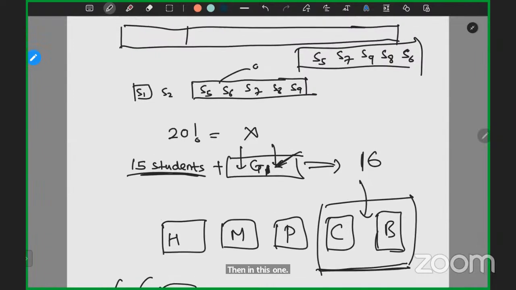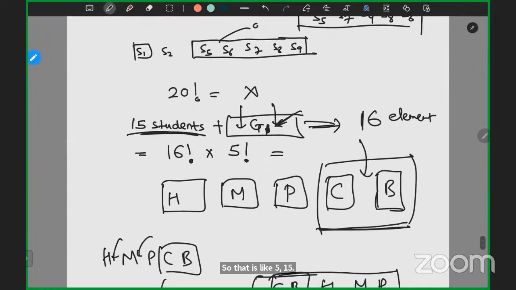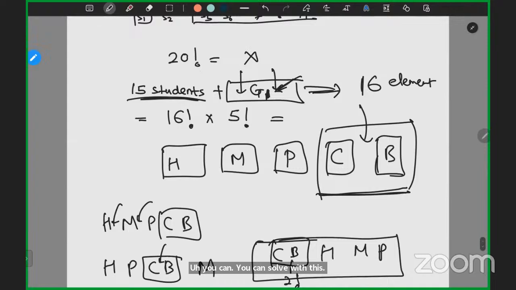Okay, and 15 are just separate things. So in total I had 16 elements, and to arrange 16 elements, I can arrange them in 16 factorial ways. But these 5 can also arrange among themselves, so that is 5 factorial. You can solve it, and whatever answer comes. So that's how you do it.